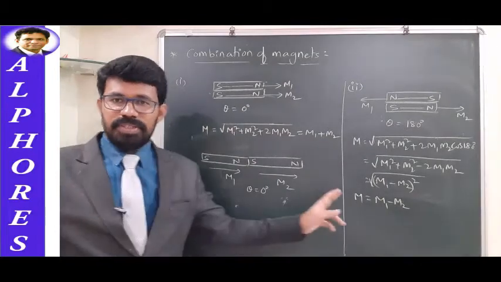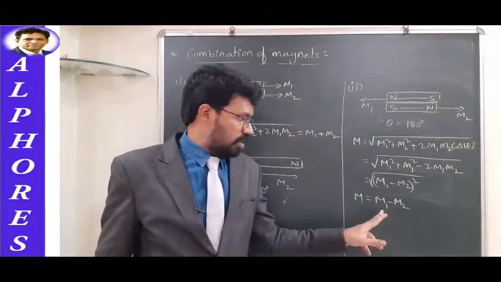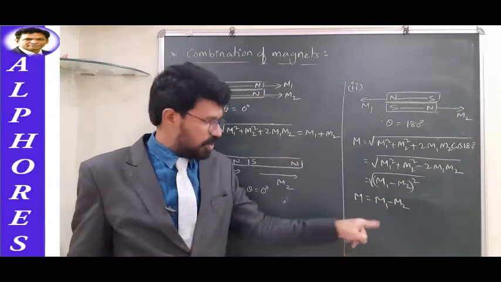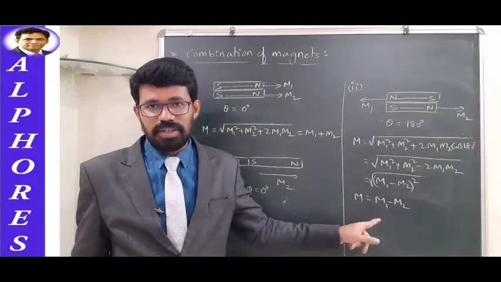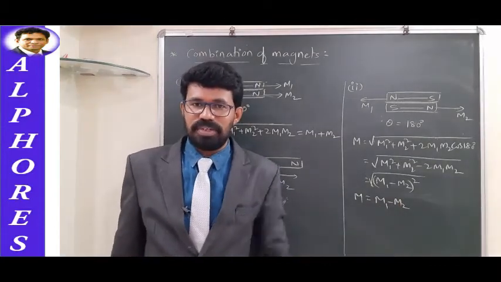Here we don't know whether m1 is greater than m2 or m2 is greater than m1. If that is mentioned, you can write more clearly. Here I have assumed that m1 is greater than m2, so that finally I have written m1 minus m2. If at all m2 is greater than m1, you can write it as m2 minus m1.